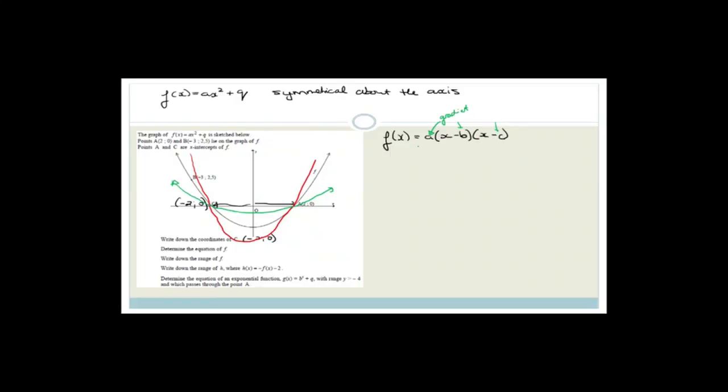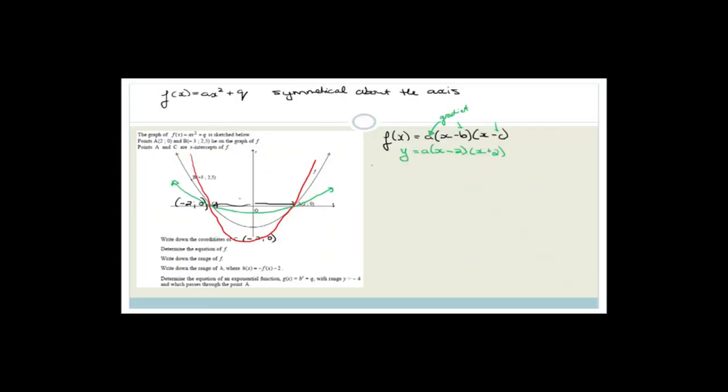So if we do that, then we've got a times x minus 2 times x plus 2. Okay. Hang on a second. Let me just find my eraser. If I can find my pen. There it is. So we've got x minus 2, x plus 2. But now from that equation, we don't know if this graph is the green graph, the red graph, or the black graph. So what we need to do is substitute a point in, because this is y is equal to, to get a, that tells us what the graph actually looks like.